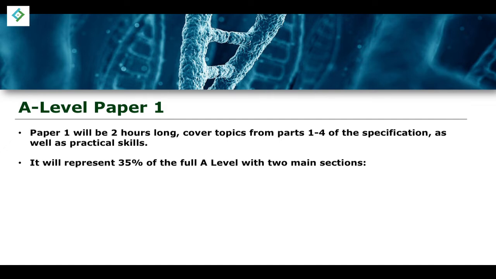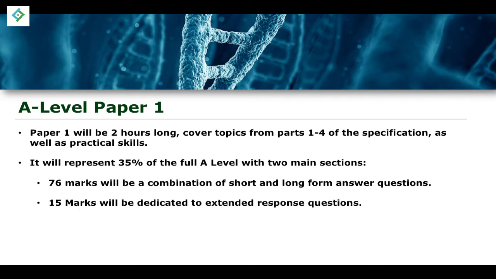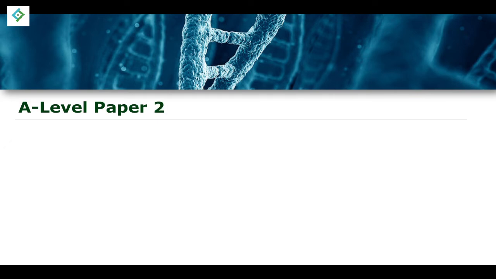And there'll be 2 main sections within this first paper. You'll have 75 marks, which will be a combination of short and long form answer questions, so slightly more than within the AS paper 1. And then you will also have, again, these dedicated extended response questions, which are 15 marks at the end of the paper. So that's what paper 1 would look like in terms of the structure.